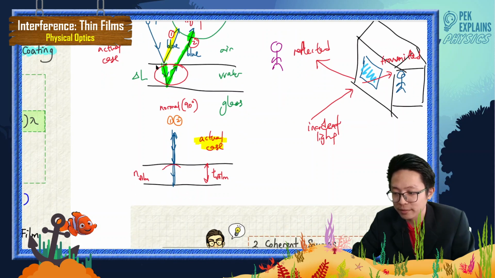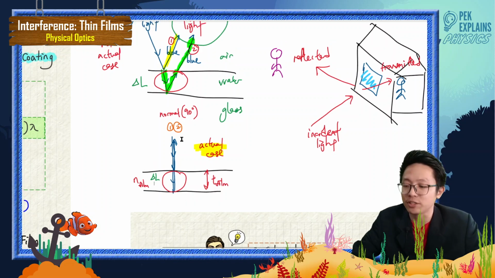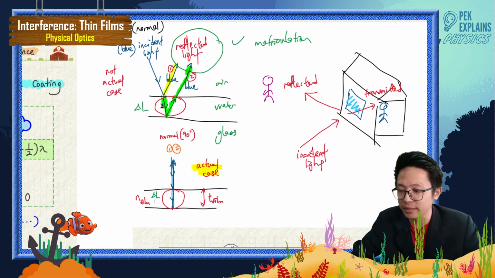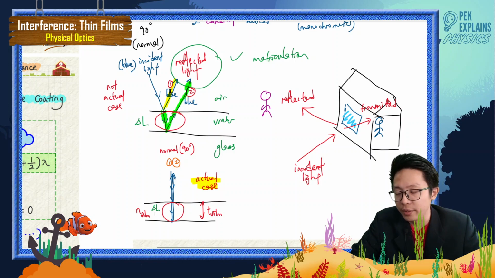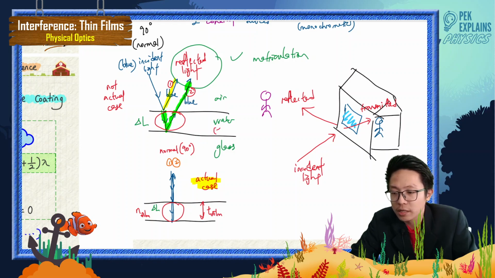You see this part? This is the delta L. So how much is the extra distance traveled by the second light? We can ignore this part here and this part here. We just look at the part at the thin film. The water is the thin film. You understand that? The water is the thin film.